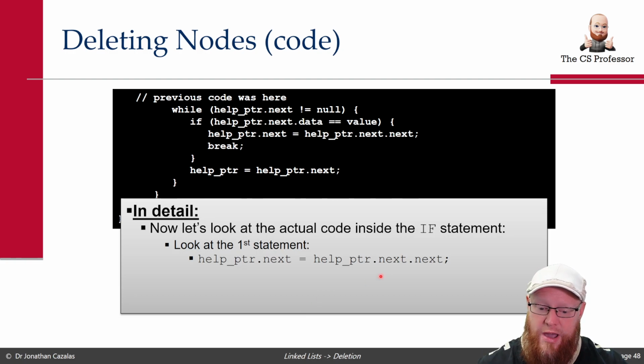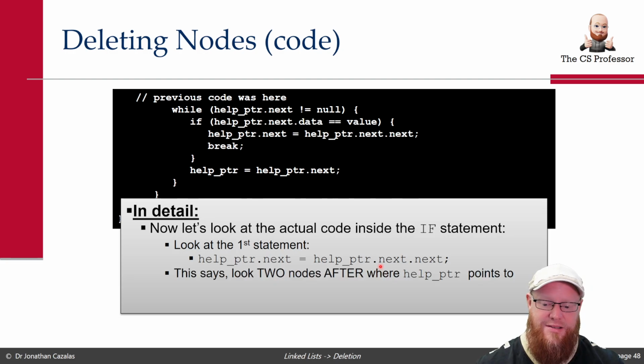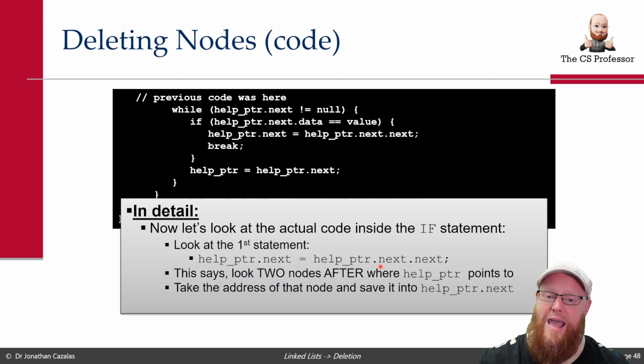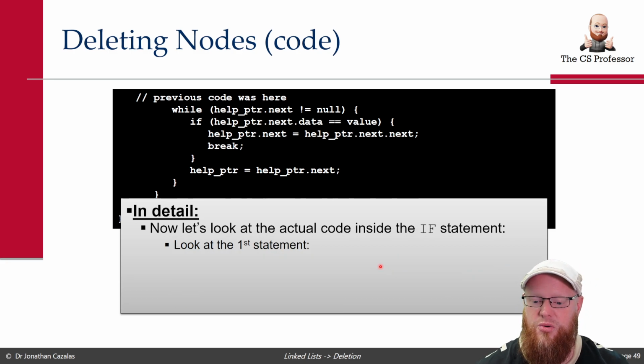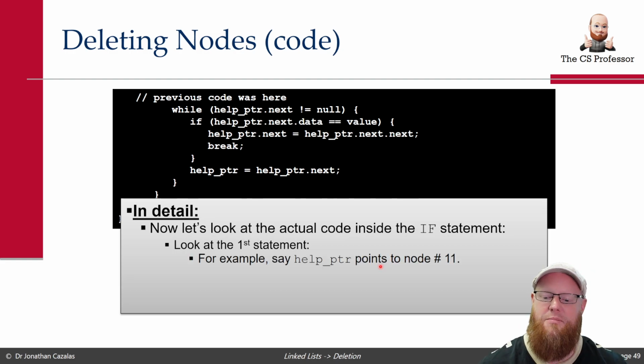Your eyes should see the assignment. You should look to the right. You should focus right here. Help pointer.next.next. It says look two nodes after where help pointer is pointing to, take the address of that node and save it into help pointer.next. What does this do? It effectively bypasses that node that we want to delete.